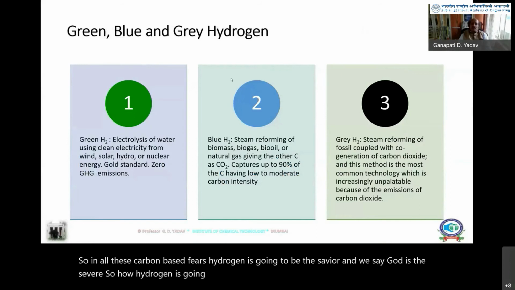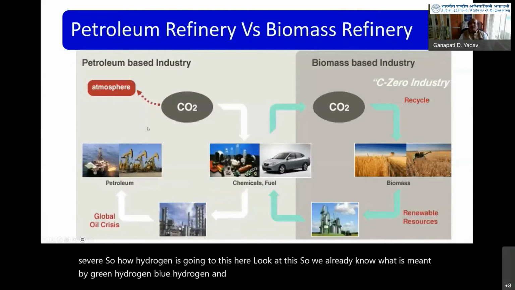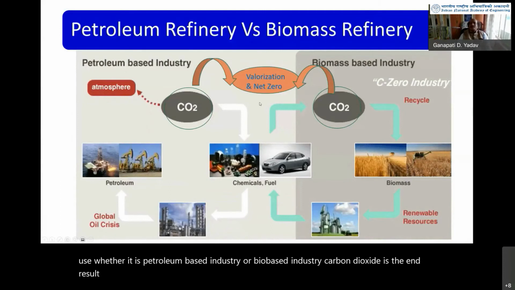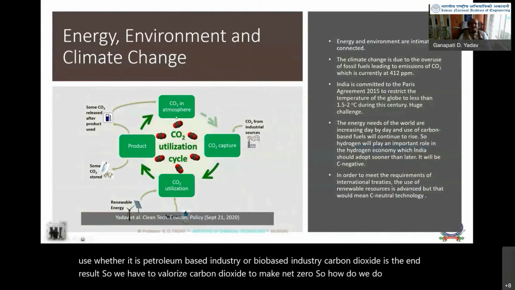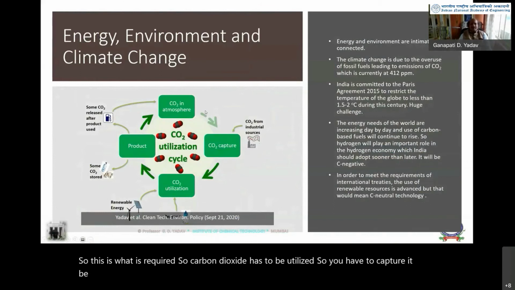Look at this. So we already know what is meant by green hydrogen, blue hydrogen, and gray hydrogen. So no matter what sort of carbon you use, whether it is petroleum-based industry or bio-based industry, carbon dioxide is the end result. So we have to valorize carbon dioxide to make net zero. So how do we do that? So this is what is required. Carbon dioxide has to be utilized. So you have to capture it, maybe from power plants, okay, from other sources in the atmosphere, and then you have to utilize it. So how do we do that?